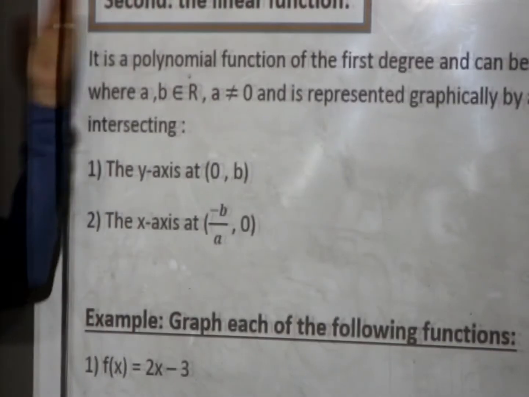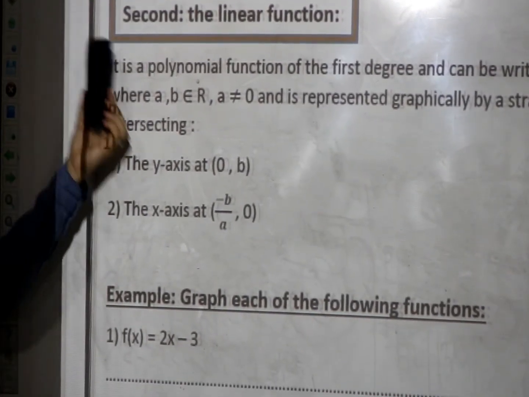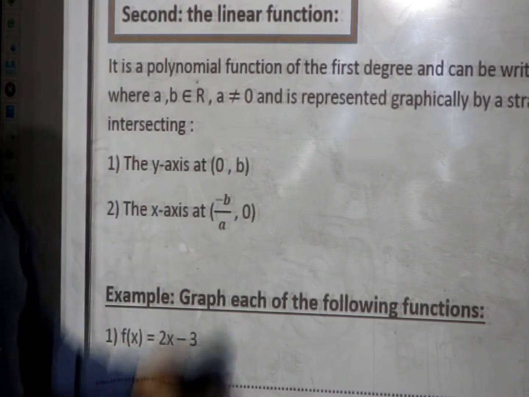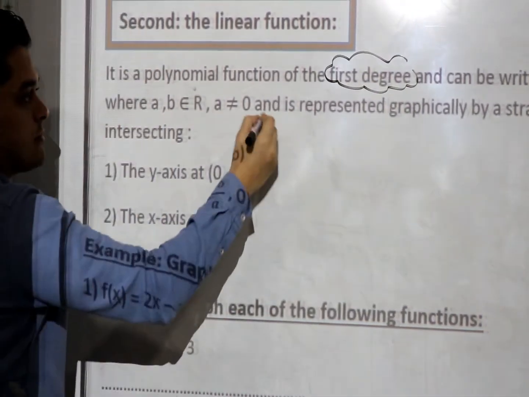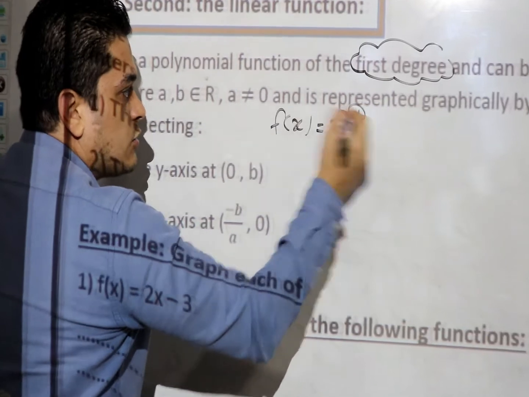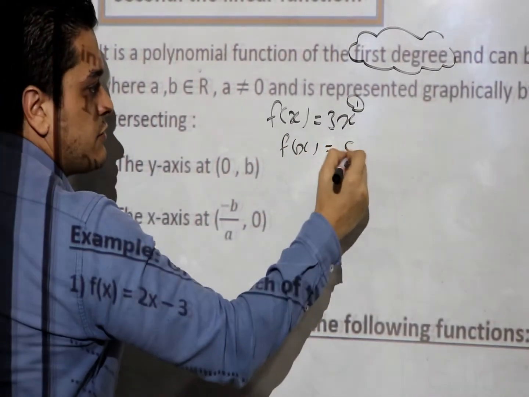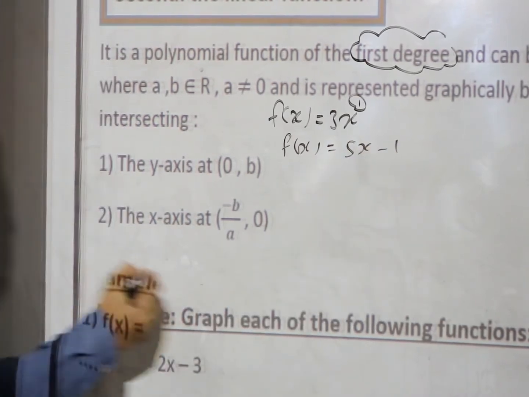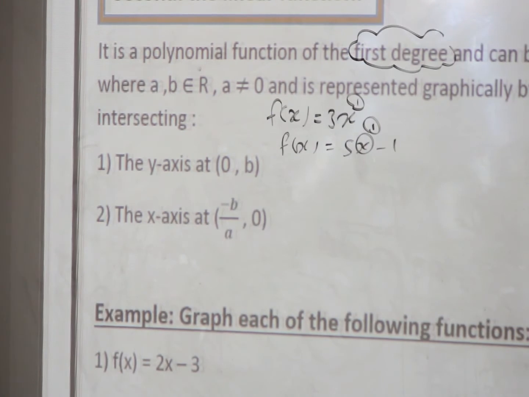The second type, the linear function. What is the meaning of linear function? The linear function is a polynomial function of the first degree. What is the meaning of first degree? Your function has x to the power what? To the power 1. F of x equals 3x, f of x equals 5x minus 1, whatever. So letter x raised to the power 1.